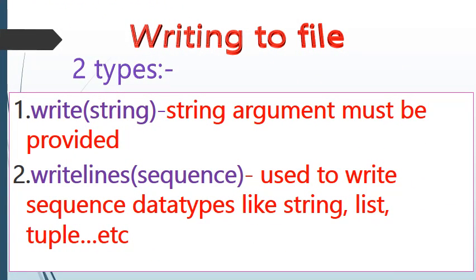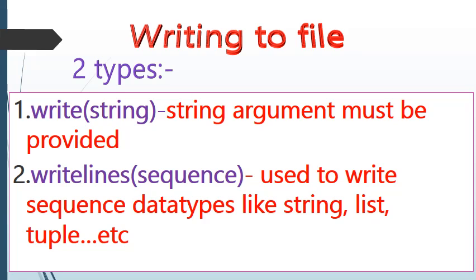Now we are going to see the writing operation to a file. There are two types of write functions in Python to write into a file, especially to a text file. The first one is the write function with a string. A string argument must be provided within the brackets of this write function. Otherwise, when you are trying to read from it, you will get an error.